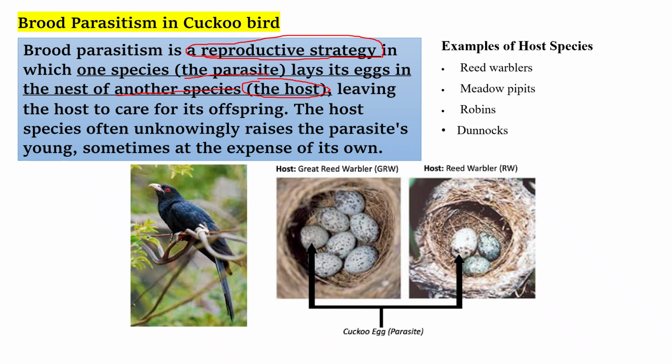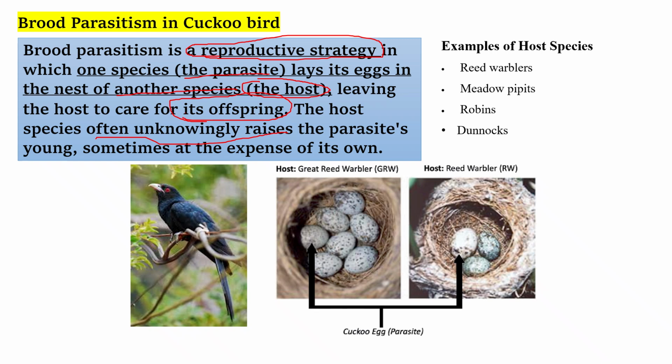Leaving the host to care for its offspring. So after laying the eggs, the cuckoo will not turn back to take care of the eggs. She will leave it to the host to take care of them. The host species is often unaware that the eggs belong to another bird, and rears the parasite's young, sometimes at the expense of its own. So whatever energy is used for rearing and taking care of the eggs will be used up by the host species.